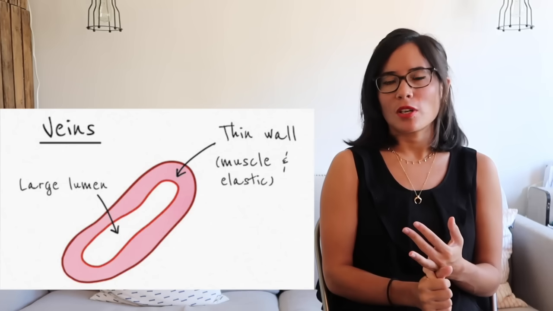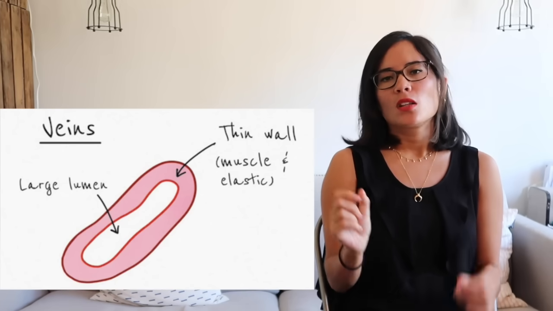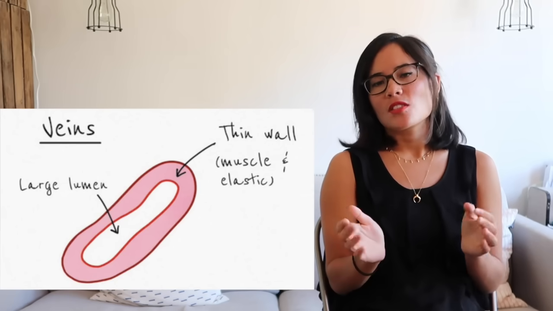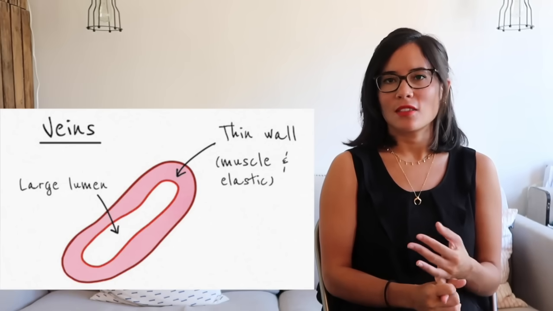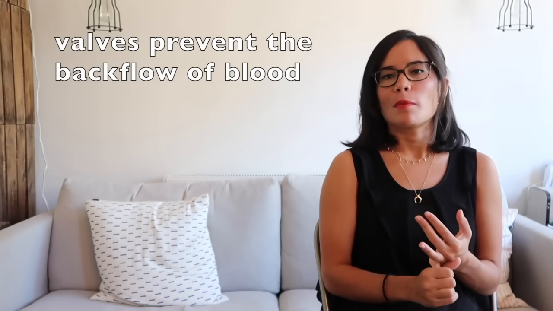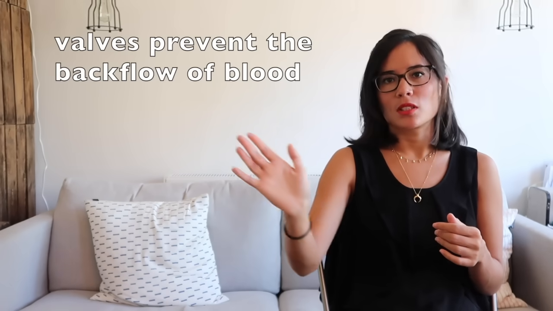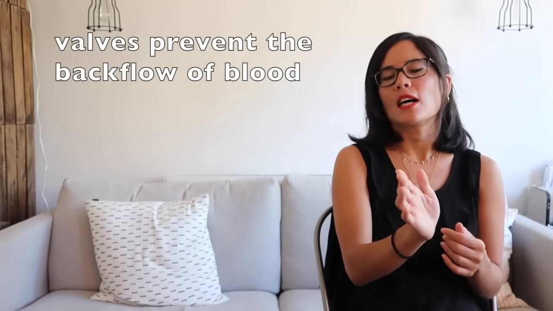Looking at veins now, in veins blood travels at a much lower pressure. This is because veins have a much wider lumen. The walls therefore need to be much thinner, so they have thin muscle and elastic fibre walls. They contain valves, and these valves prevent the backflow of blood because that blood sometimes travels so slowly it's liable to start backing up. We don't want that to happen, so the valves force it to move on in the right direction.